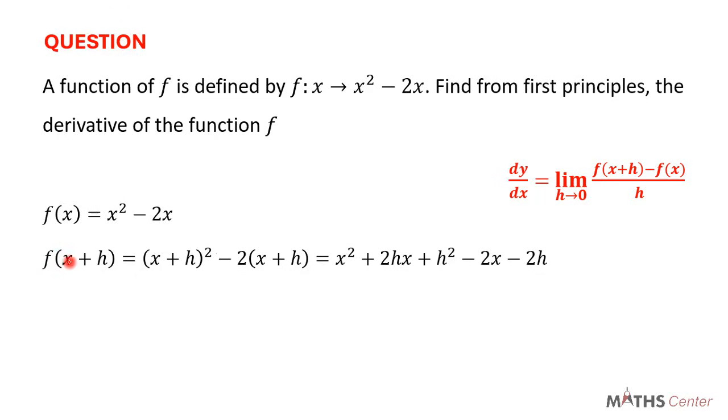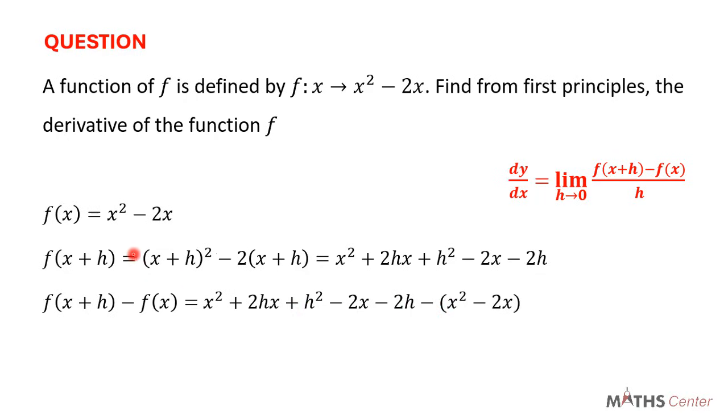Now we have f of x plus h, so we can subtract f of x from it to get the numerator here. When we do that, we have f of x plus h minus f of x will be equal to, we have found f of x plus h. We had x squared plus 2hx plus h squared minus 2x minus 2h. Now we are going to subtract f of x from it. So minus into bracket x squared minus 2x. We will expand this bracket here.